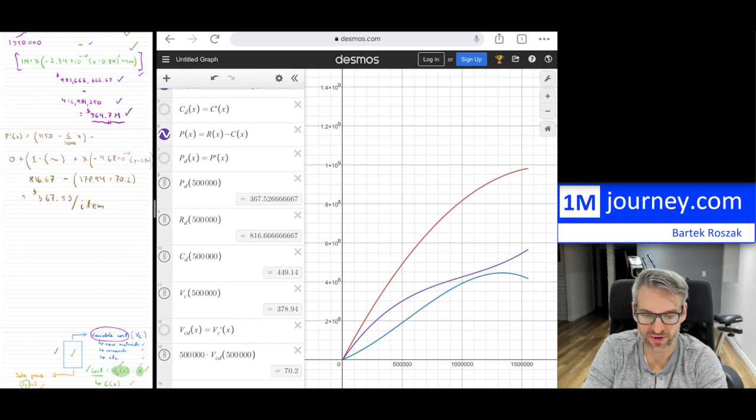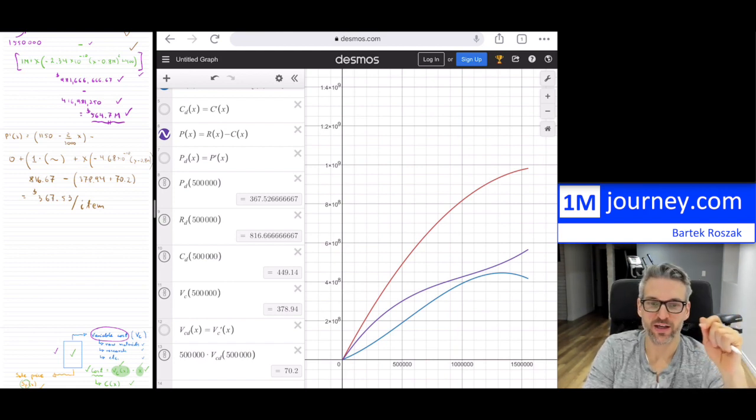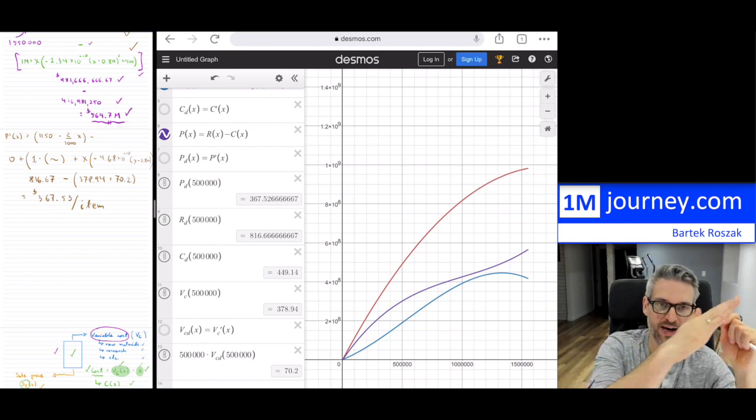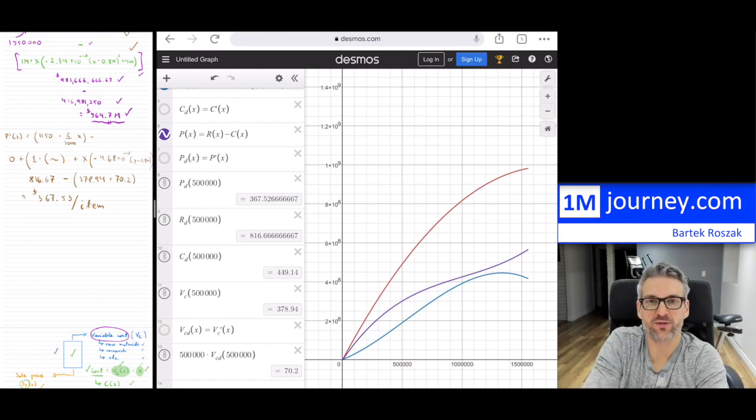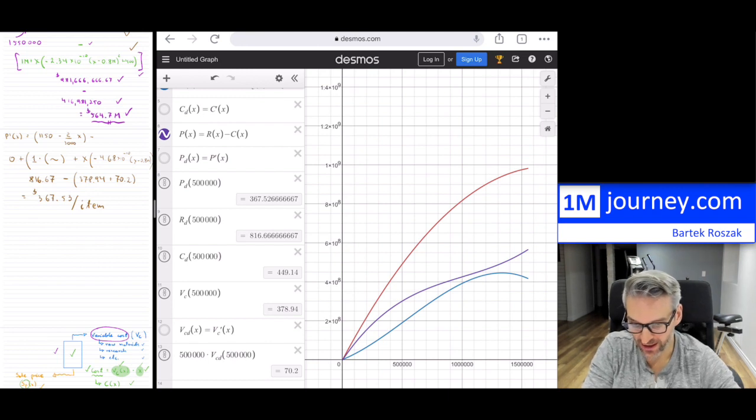And if you're looking on Desmos on the right-hand side, you can see the revenue is actually the red that you have. The blue, the one all the way at the bottom, is actually the cost function. And the purple, the one in the middle, is actually your profit. You'll see that the derivative of the profit is always positive, at least between 0 and the capacity of 1.55 million. So this is pretty neat.